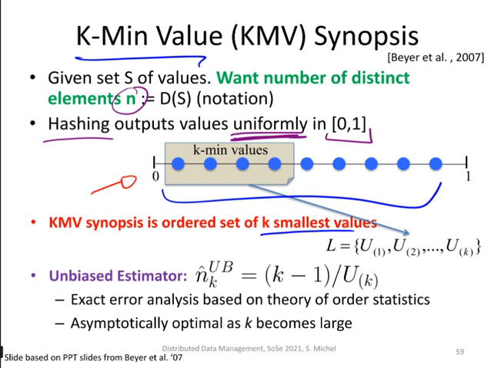Let's denote these values with u1 for the smallest one, u2 for the second smallest one, up to uk. Then we have an unbiased estimator for n, which is k-1 divided by uk. That means k-1 divided by the k-th smallest of these hash values.